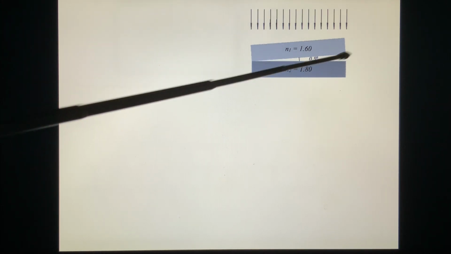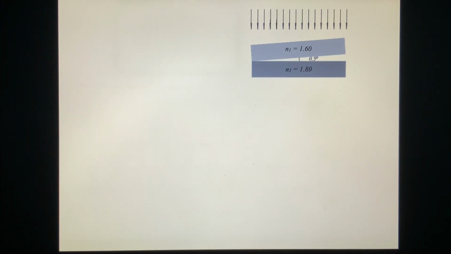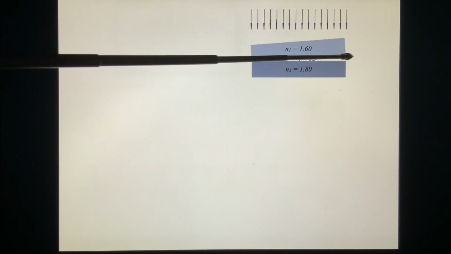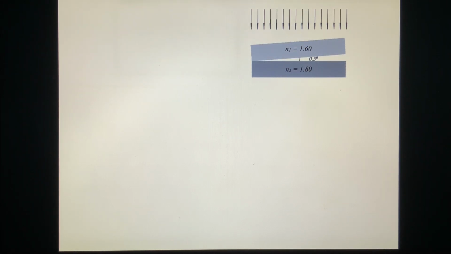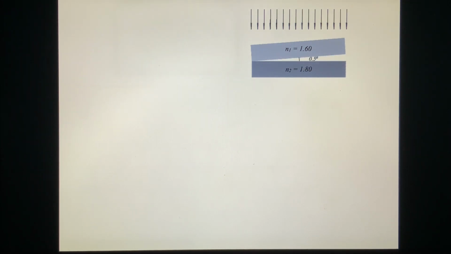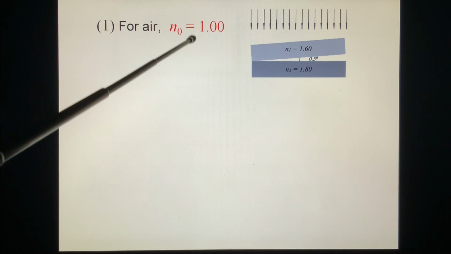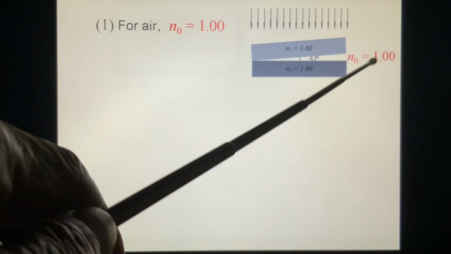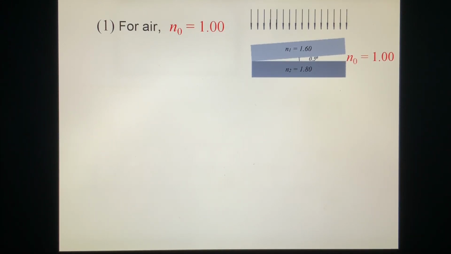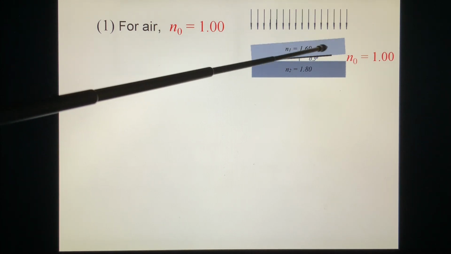Now, if this is air, this satisfies our condition. The N2 is the thin film, not these glasses. These glasses are too thick for interference. So in our case, this is a wedge, and air is the thin film, with an index of refraction of 1.00 for air. And we look down from the top face.